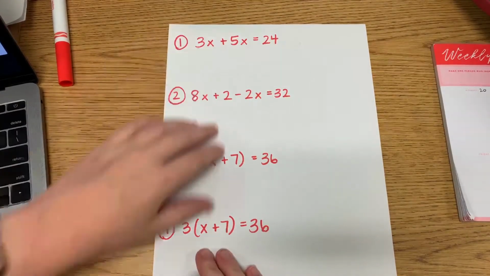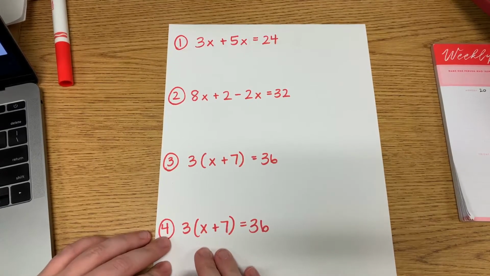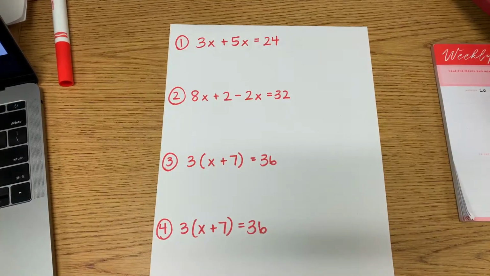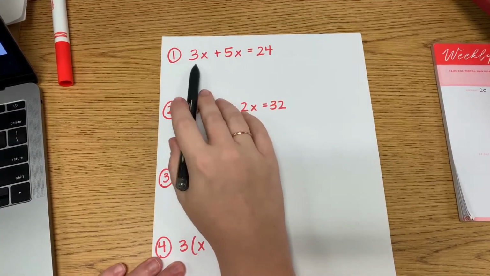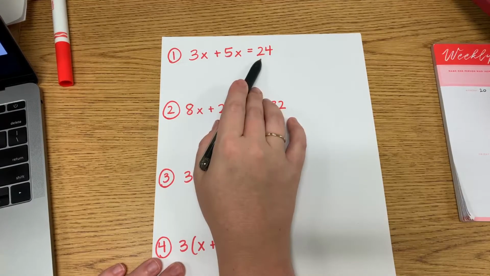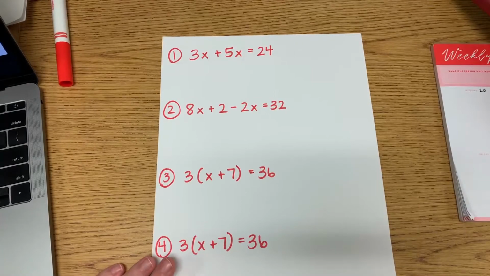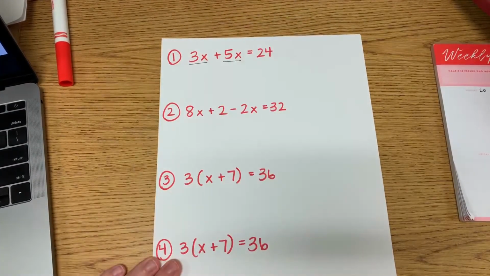And I'm going to solve each of these equations that are multi-step equations and label them with what allows me to do that step. So for example, on the first one we have 3x plus 5x equals 24. So I want to solve this for x, obviously. I need to first combine like terms.